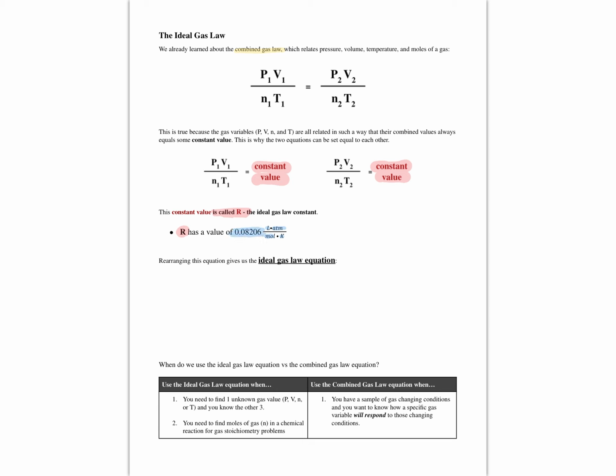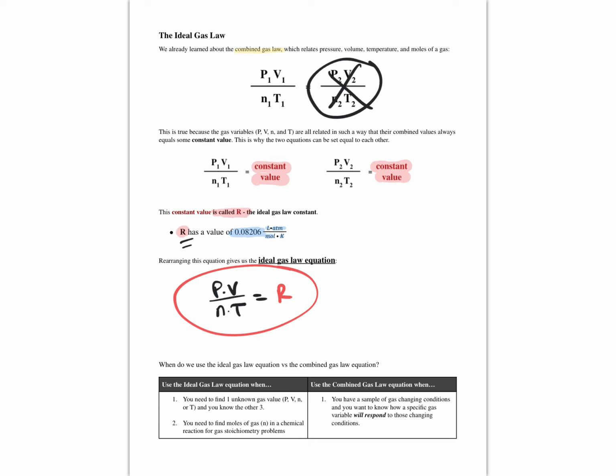Now, knowing that this constant value is defined by this gas law constant R, it allows us to eliminate the need for a second set of pressure, volume, moles, and temperature data. And we can rewrite this equation simply as P times V over N times T is equal to this value R. And while this version of the equation is totally true, we usually see this in another form where we have pressure times volume is equal to the moles times R times the temperature in Kelvin, or PV equals nRT.